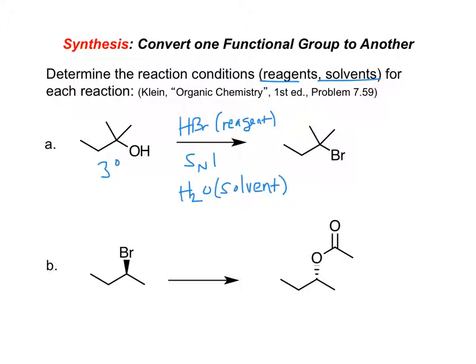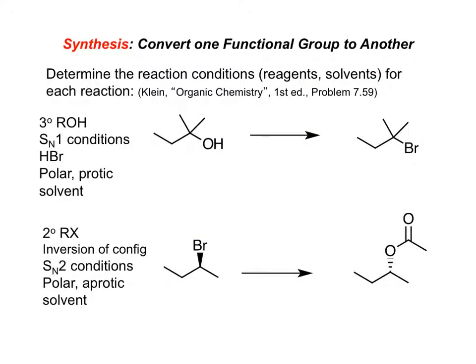For the second reaction, you have a secondary alkyl bromide, and it looks like there's an inversion of configuration going on. So you'll want to do an SN2 mechanism and use a polar aprotic solvent. So the reagent and solvents you use are these. So good job figuring out the conditions for each reaction.